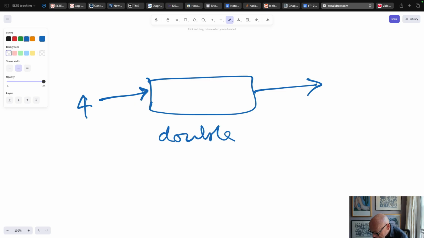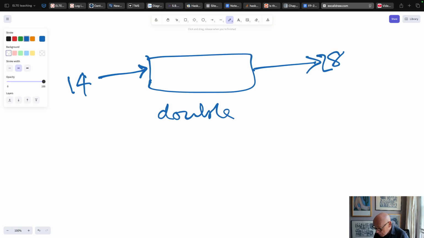will take in a number like 4, give back a number like 8. Or we'll take in a number like 14 and give back a number like 28. And this is the kind of function that we're familiar with from our school mathematics. It's simply a process that takes some inputs into an output.